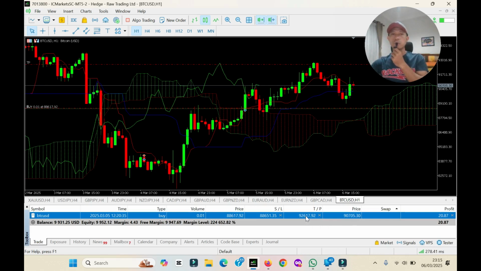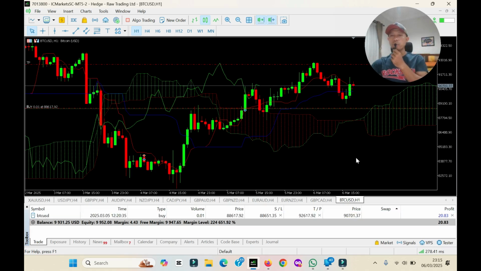So I took this position yesterday, on the 5th of March, which means one day has already passed for this position. For the moment I'm floating 20 US dollars. I already moved my stop loss to break even. You can check here, I move this, watch the cursor on the screen, to the break even point.